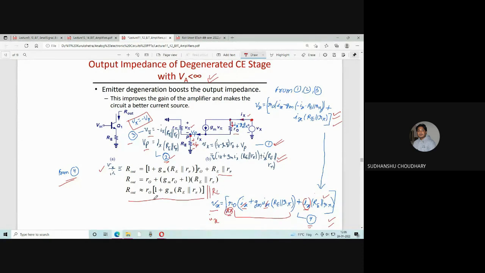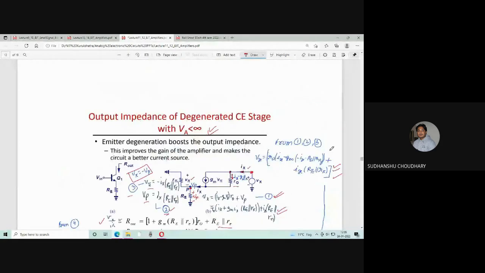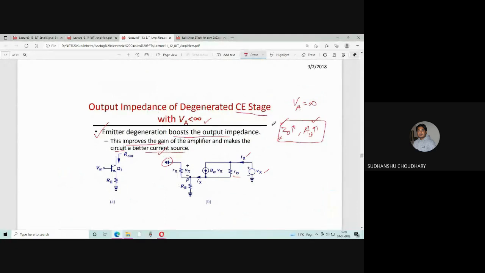So from this, it is seen that now the output impedance is equal to R naught multiplied by this term. And Gm is already large, we understand, right? Because we have Gm in R out now, one can say that the output impedance of the degenerated stage is now larger when there is significant early effect, because we have Gm in the output impedance.